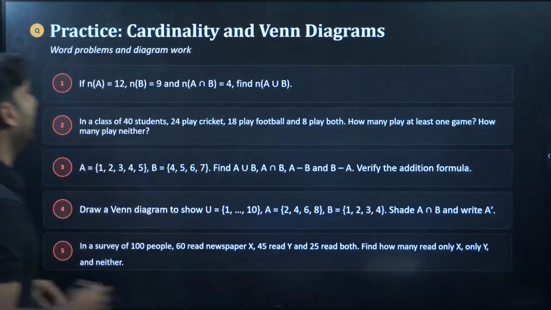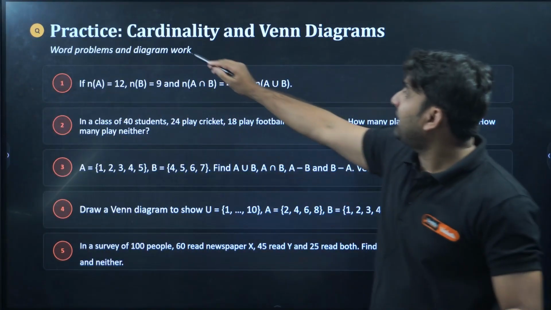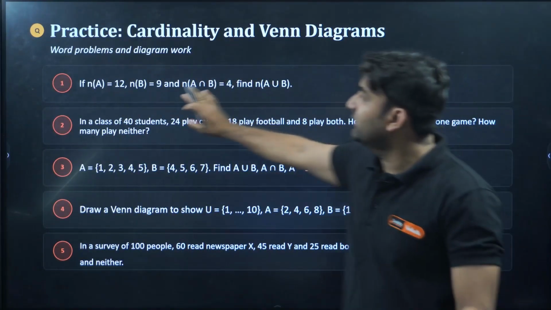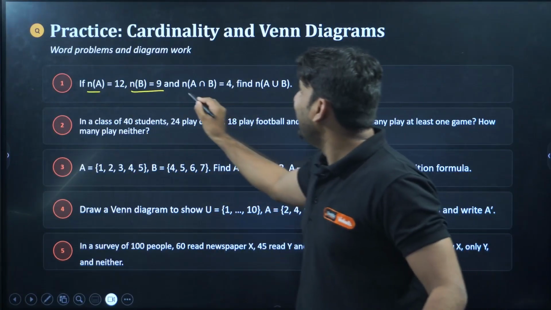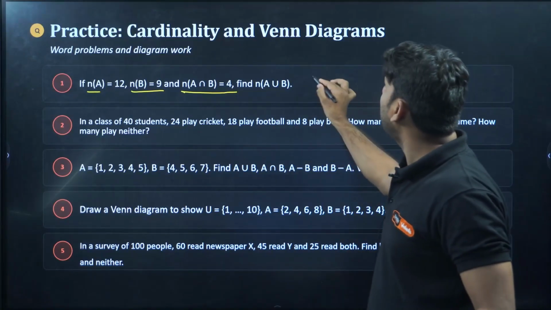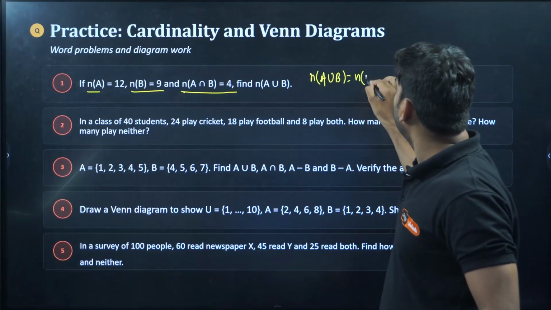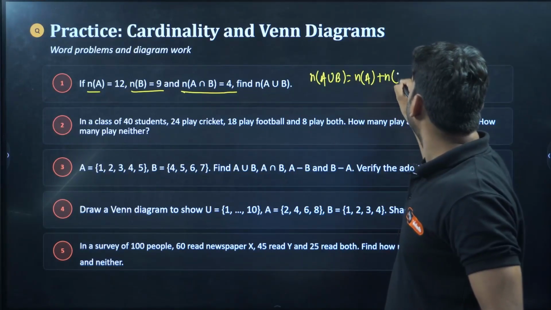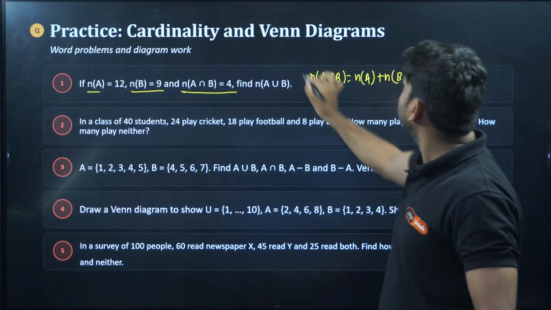Okay, moving ahead. These are the practice questions for you, everyone. Practice cardinality and Venn diagram. I'm giving you a few questions here. n(A) is given to you, n(B) is given to you, and A intersection B will be given to you. What will be A union B? We have a formula: n(A union B) is equal to n(A) plus n(B) minus n(A intersection B). Use this formula.